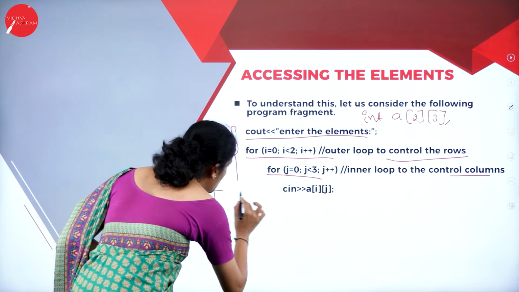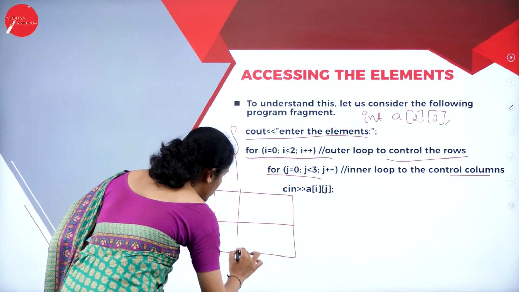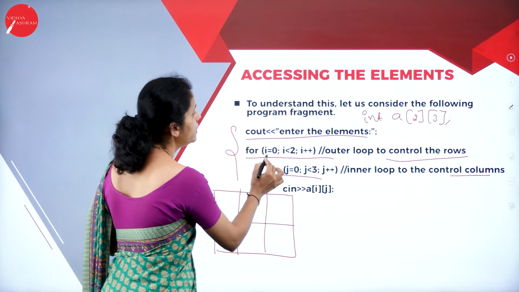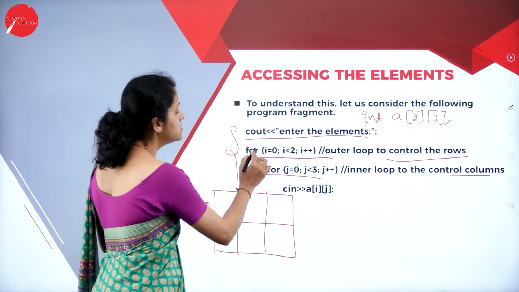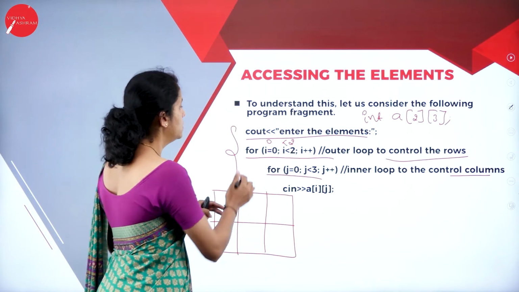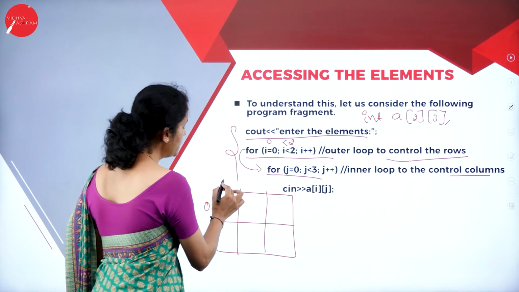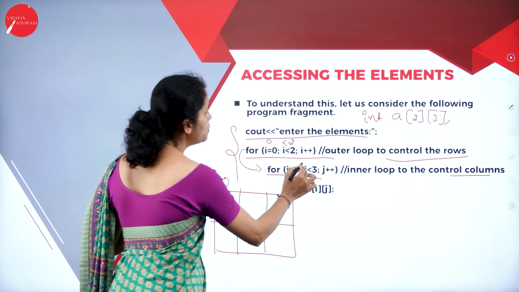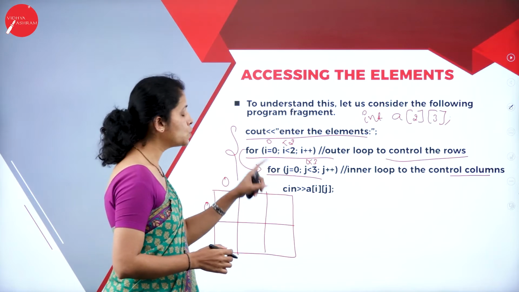Now, let me draw this simple diagram here. It is a 2 cross 3 matrix, that is 2 rows and 3 columns. Initially my first row is 0. 0 less than 2, it is true. I am going to enter into the inner for loop. Now, J is nothing but the column. Column is 0. 0 less than 3. Is it true or false? It is true.